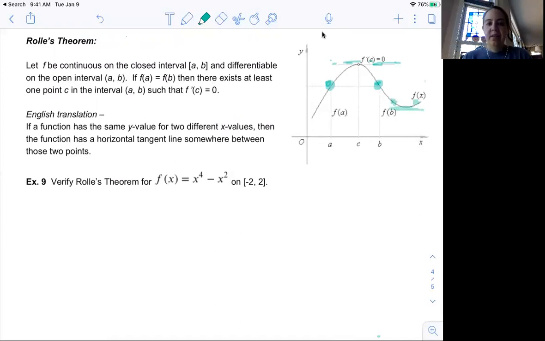Now, is there anything to solve? No, they're kind of like little proofs to verify Rolle's theorem, to show that it's true, to show that it exists.